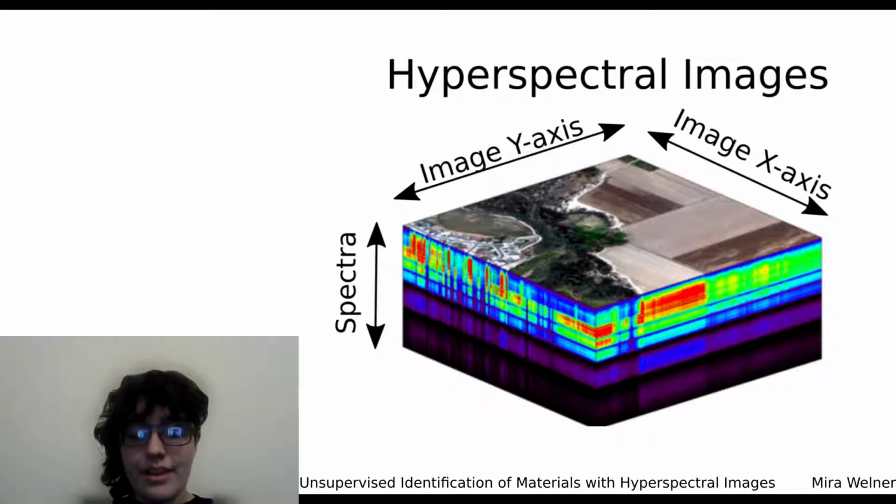The problem with this is that in order to do that, you have to have some idea of what materials are likely to be found within the image. If you don't have an idea, then you have to compare the hyperspectral image with spectra from many different sources, which can take a very long time. We solve this problem using unsupervised learning.